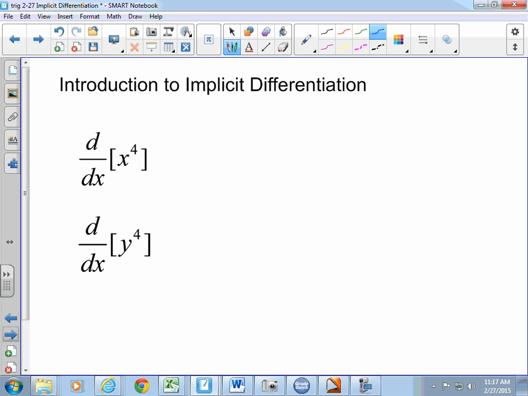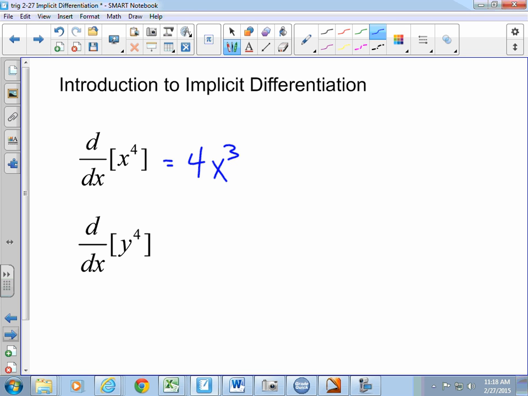Okay, so I have two questions up here. The first one is one of the easiest questions I could ask you, right? What's the derivative of x to the 4th? I found the derivative of x to the fourth, and this d dx means with respect to x, right? Well, that's what we've always done, is found the derivative of x with respect to x.